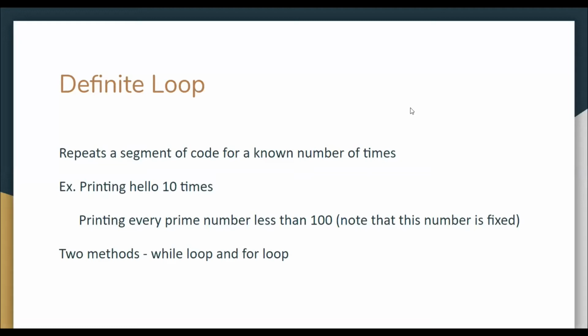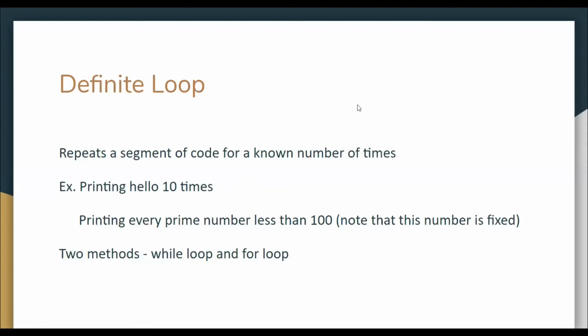And some scenarios in which you would use it would be, for example, printing hello 10 times, or printing any statement a number of times, or maybe printing every prime number less than 100. And this would be considered a definite loop because the number is fixed in that it does not change based on random scenarios, because the number of prime numbers less than 100 is always going to be the same number.